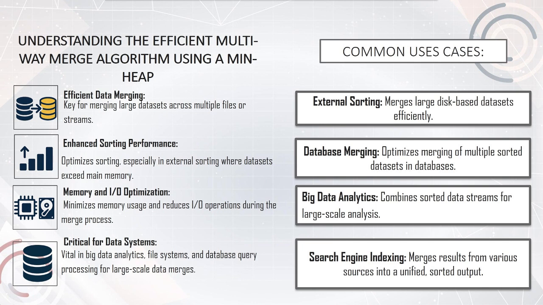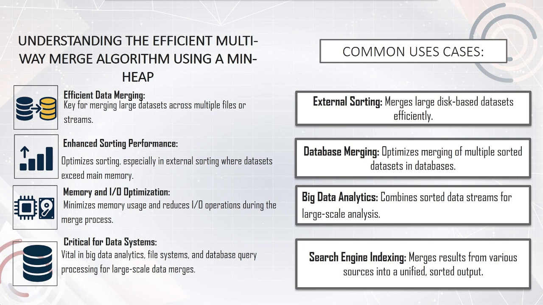Next is enhanced sorting performance. Sorting becomes much faster, especially when we're dealing with external sorting. That's when your data is too big to fit into your computer's memory, so it has to read and write from a hard drive. Multi-way merge using a min heap reduces the number of passes needed over the data, which means faster sorting and less waiting.